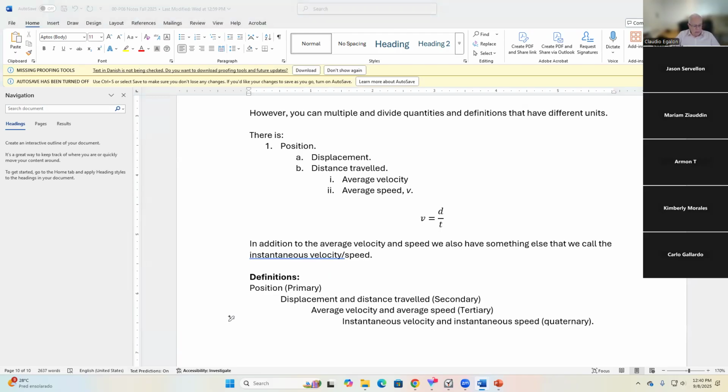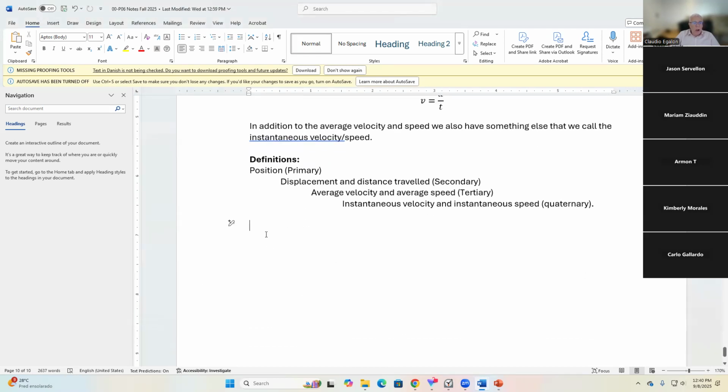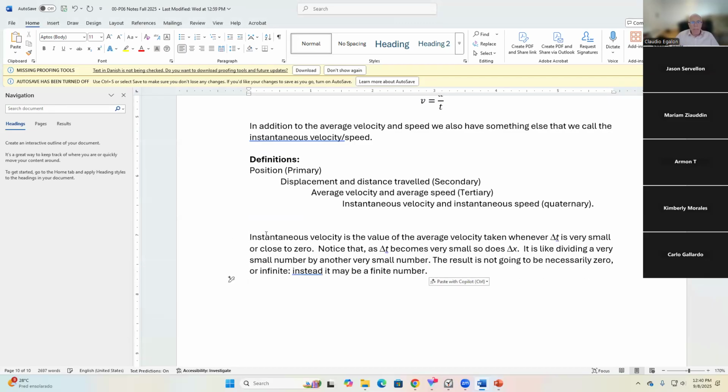Okay, instantaneous velocity is the value of the velocity that you take at a specific instant of time. And mathematically speaking, instantaneous velocity is the value of the average velocity taken whenever the delta t is very small or very close to zero. Okay? Notice that as delta t becomes very small, so does delta x. Can you picture that in your mind? As the amount of time becomes shorter and shorter, of course, the displacement is going to be smaller and smaller as well. This applies both for velocity and for speed.